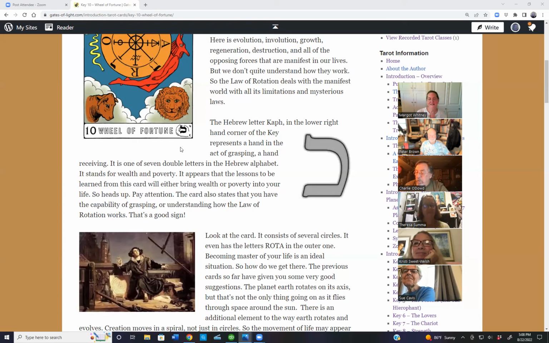The card also states that you have the capability of grasping or understanding how the law of rotation works, which is a good sign.